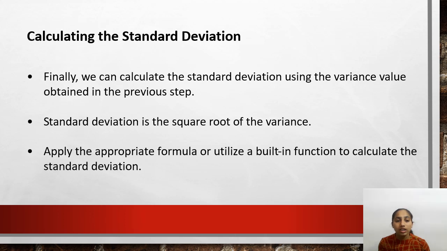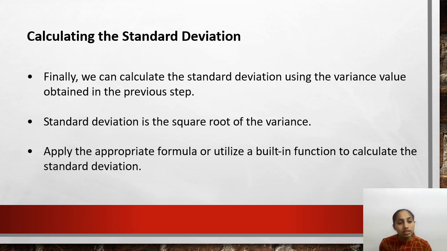And then calculating the standard deviation. How to calculate the standard deviation in programming? Finally, we can calculate the standard deviation using the variance value obtained in the previous step. Standard deviation is the square root of the variance. Apply the appropriate formula or utilize a built-in function to calculate the standard deviation.